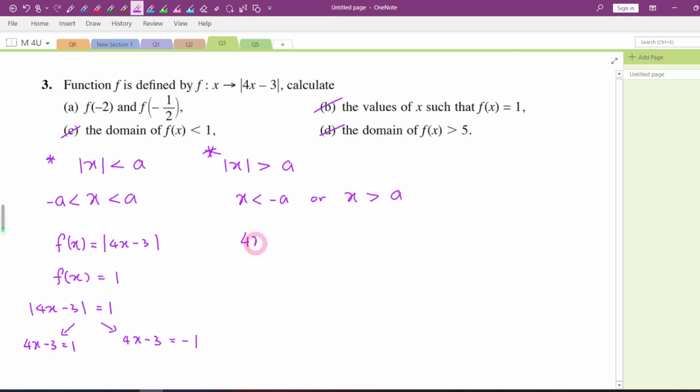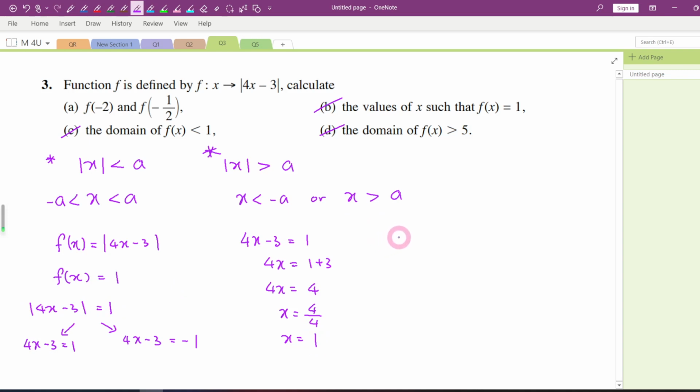Now 4x minus 3 is equal to 1. So 4x is equal to 1 plus 3. So 4x is equal to 4. And x is equal to 4 divided by 4, which is equal to 1. So you can try pressing your calculator, plug in 1 here, you should be able to get 1.